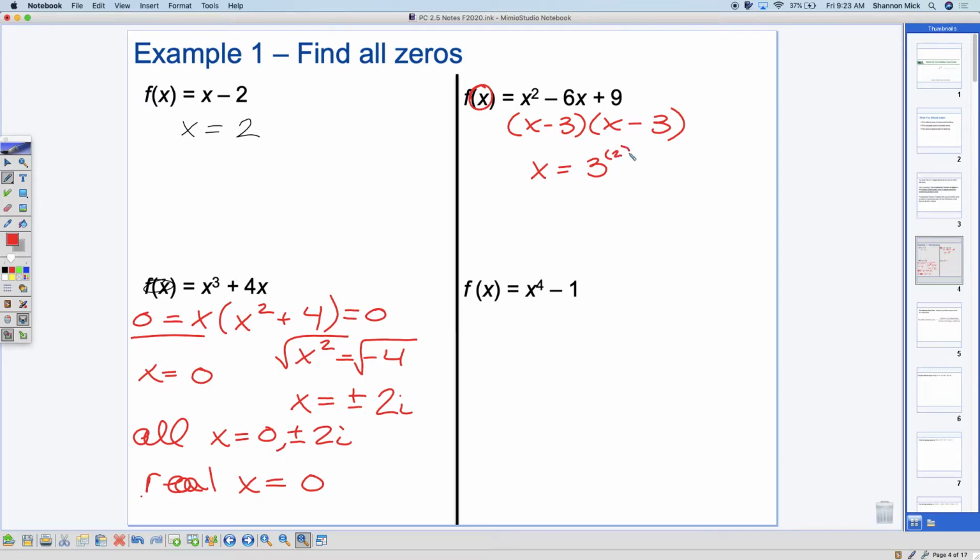Double 0. So why is it a double 0? Because there's 2 of them. Because if I do this, I get 3. If I do this, I get 3, correct? And what happens at that double 0?